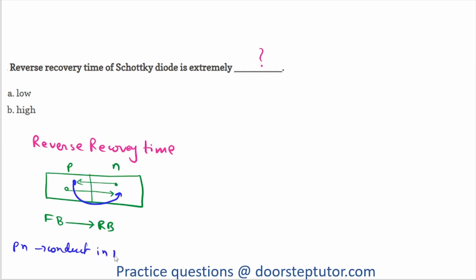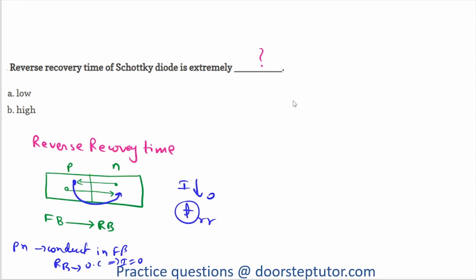And we generally know the PN junction is going to conduct in forward bias, and in case of reverse bias, it should be considered as an open circuit. That means current should be approximately 0. So as soon as I make the diode reverse biased, it should stop the conduction, but it will not happen. The carriers will still be flowing and it will need some amount of time for the current to reduce to 0. The amount of time that is required is known as reverse recovery time.